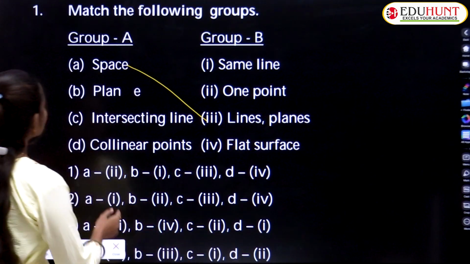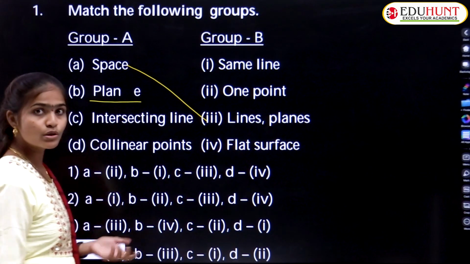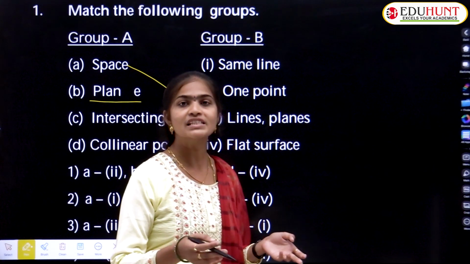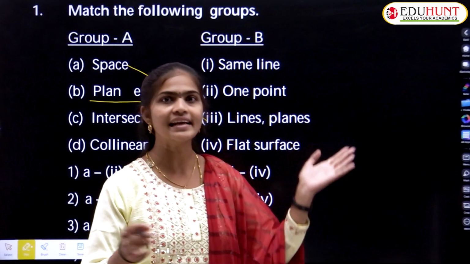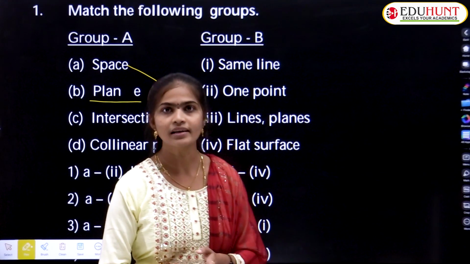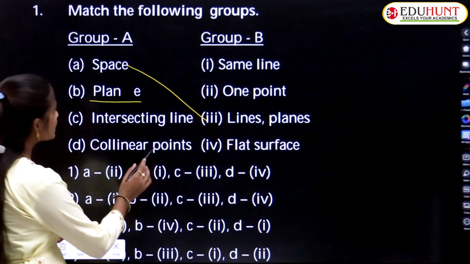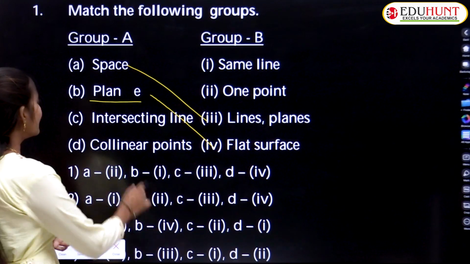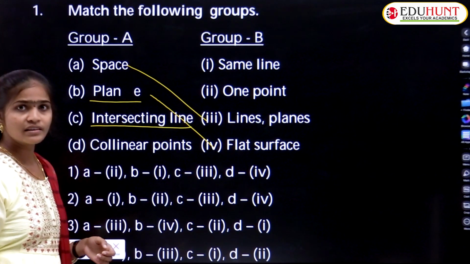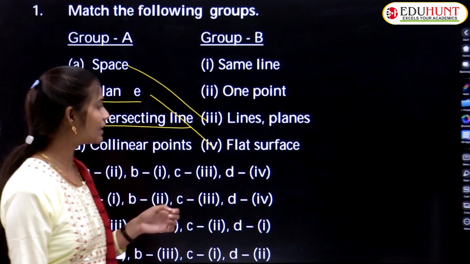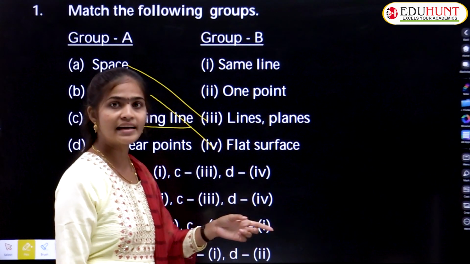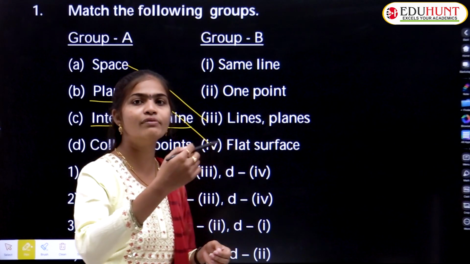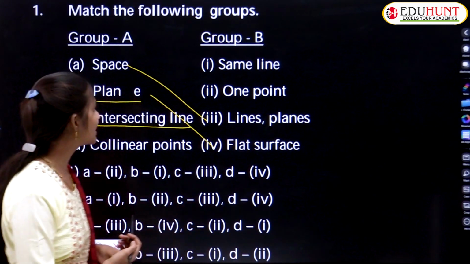Yes. So next thing is plane. Already we discussed, it's a flat surface which can be extended endlessly in any direction. That is called a plane. So plane means a flat surface. Next, intersecting lines. Intersecting lines means two lines pass through the same point. Two lines passing through the same point, we call those lines intersecting lines.